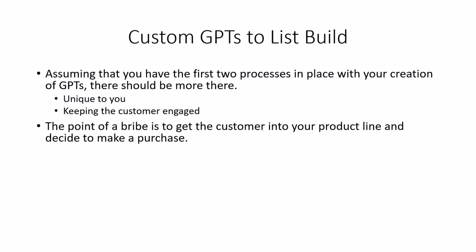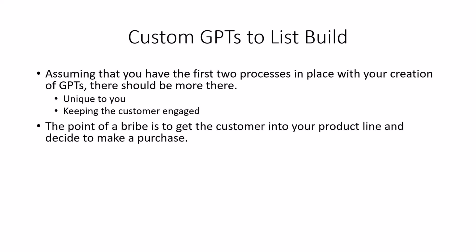Now, the point of an opt-in bribe. What's the point of an opt-in bribe? It's to get the customer into your product line and decide to make a purchase. Now, here's something that information marketers, quite frankly, have kind of forgotten in a rush to teach, that you need to have an opt-in bribe. Just to get somebody on your list means nothing. Well, we don't want to have people on our list. That's not the point. The point of getting people into our list is to get them into the product line. So you got to follow through.